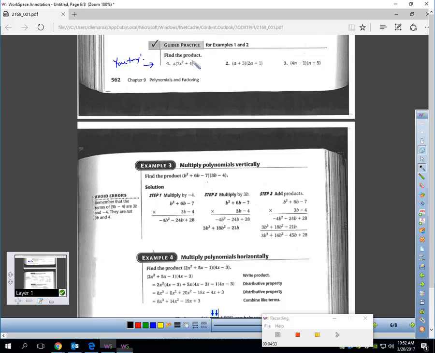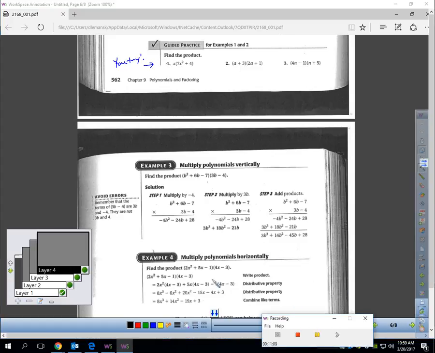Why don't you pause the video and try these three real quick. Okay, I'm back. So the first one, you are single distributing. You have a monomial in front, x, so x times 7x squared is 7x cubed, and x times 4 is 4x. The next problem, you have to double distribute. So you can see I'm doing that here.